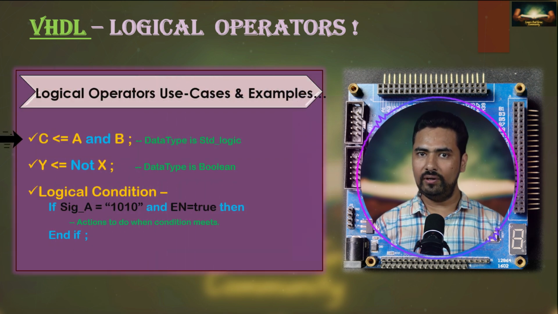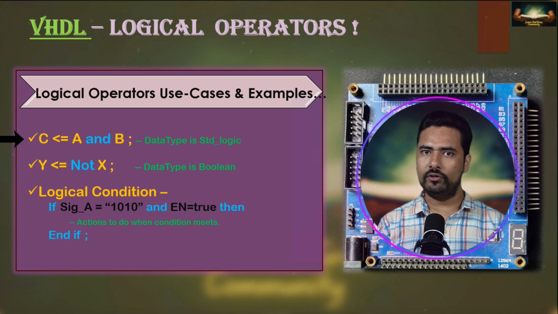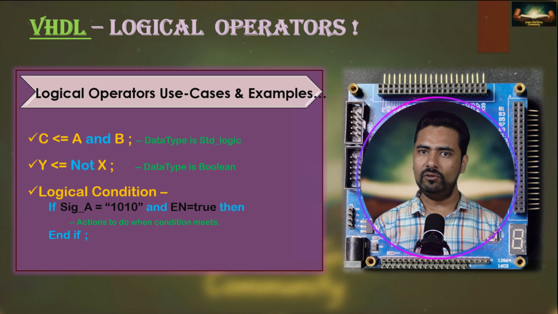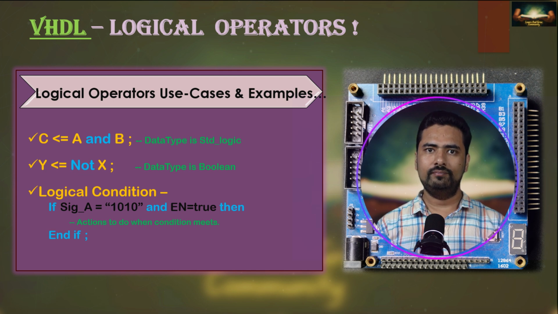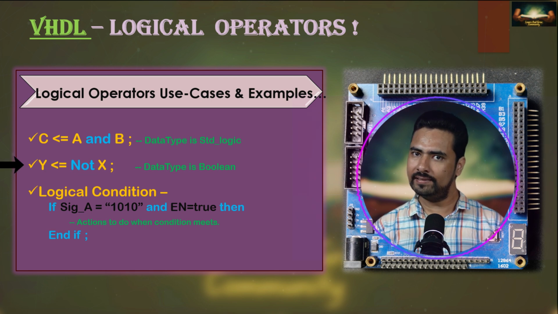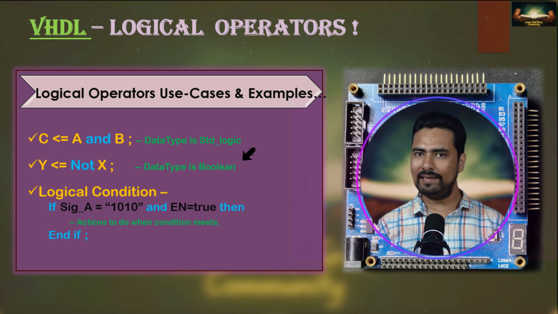Okay, so let's look at the first example. C gets the value of A and B, semicolon. This statement will perform the AND operation on the std_logic type signals A and B, and the result will be assigned to signal C. Another example, Y gets the value of not X, semicolon. This statement will invert the value of signal X and will move the output to signal Y. Note that these X and Y signals are of Boolean data type.